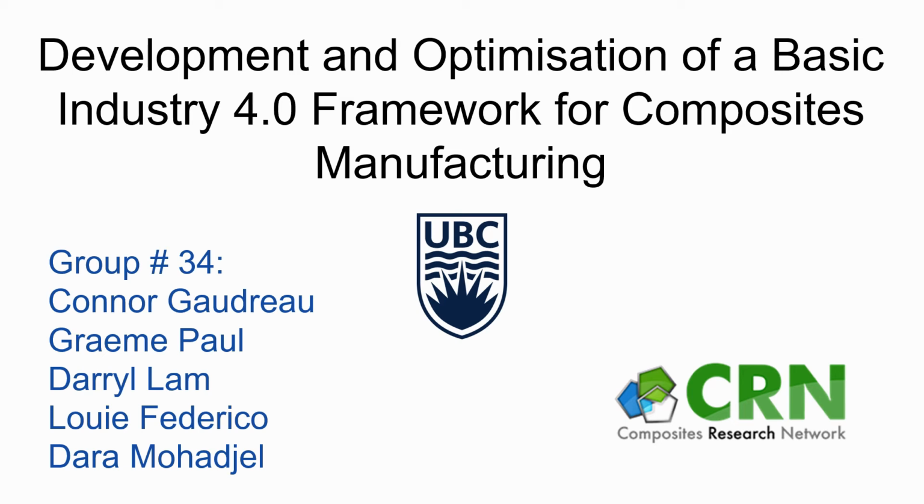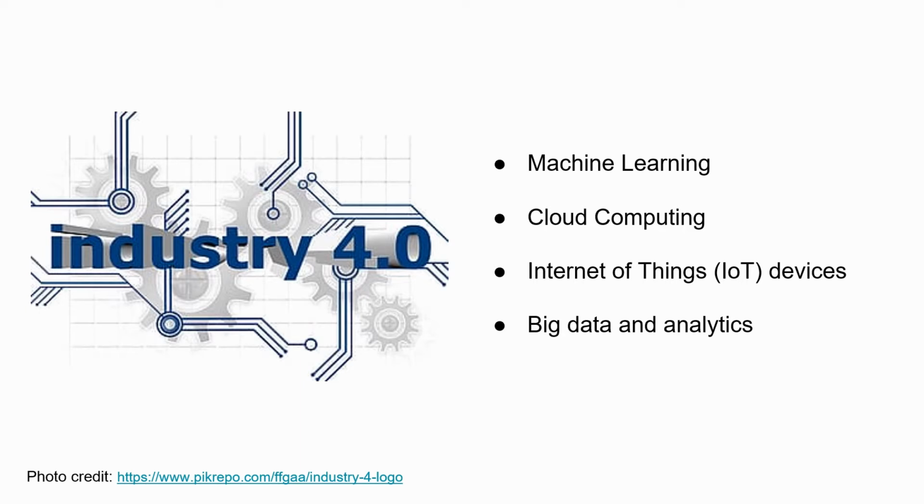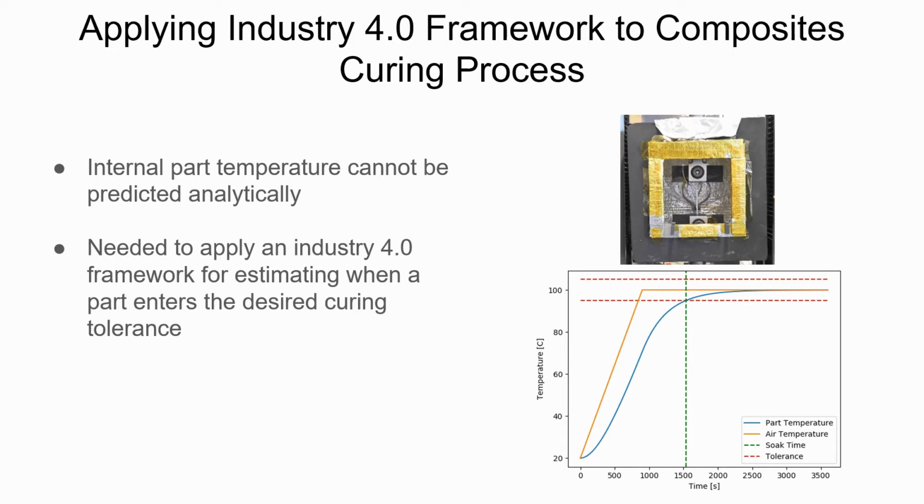Hello, we are Group 34 and our project is the development and optimization of a basic Industry 4.0 framework for composites manufacturing. So, Industry 4.0 refers to using modern technology like AI, IoT devices, and cloud computing for industrial processes. An Industry 4.0 framework for composites manufacturing would then be a workflow for adapting older processes to work with these modern technologies. For our project, we looked at the composite manufacturing process of curing.